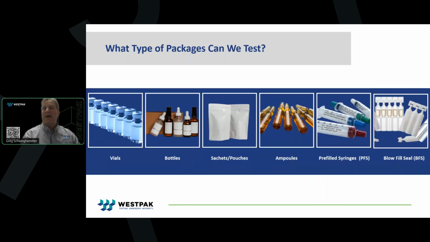So what types of packages can be tested for vacuum decay? You can test vials, ampules, pre-filled syringes, bottles, blow-fill seal containers, and sachets and pouches. And the system we purchased can test all of these. We just need to have a fixture made for each different type of specific packaging you have.